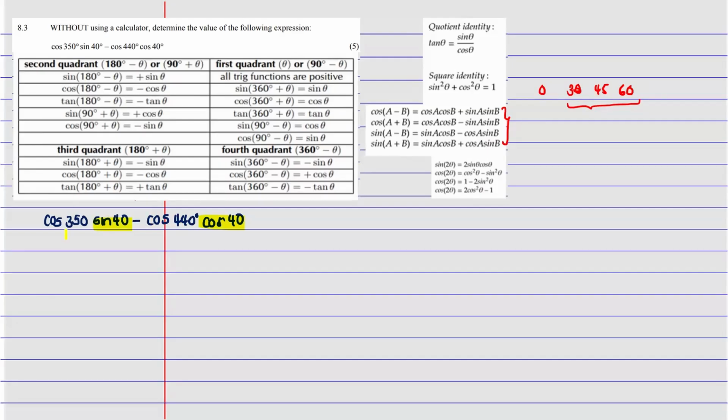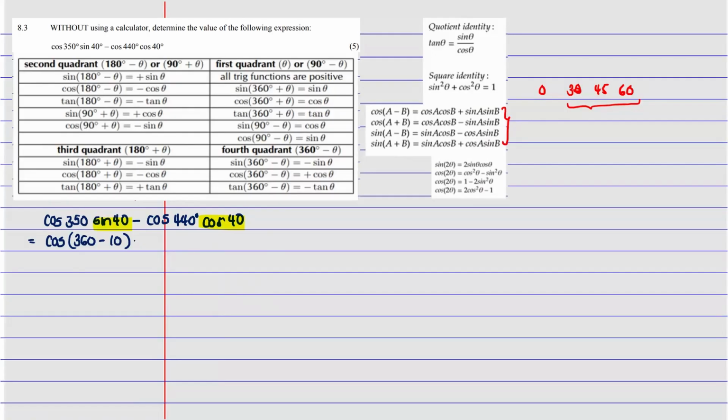So let's start with this 350. When you say 360 minus 350, what do you get? We get 10, right? So if I say cos of 350 is equal to cos of 360 minus 10, that makes sense, right? Because if I say 360 minus 10, I'm going to go back to 350. Does everyone agree with me?